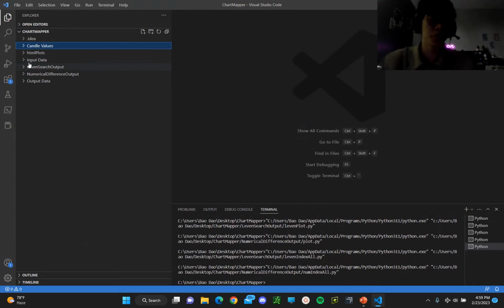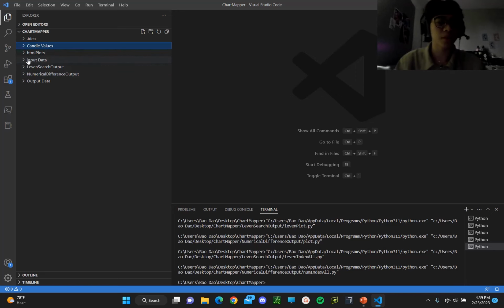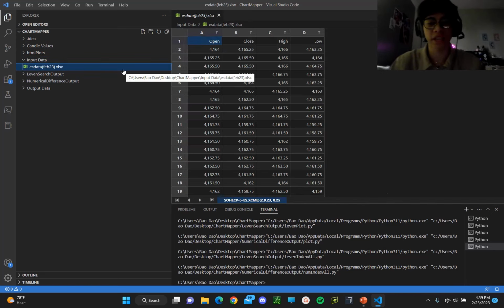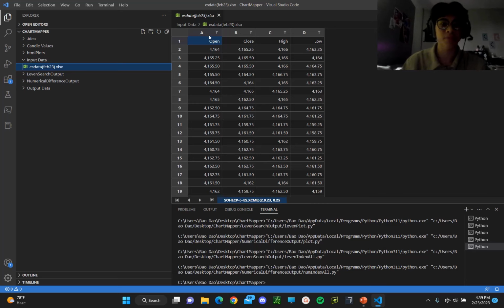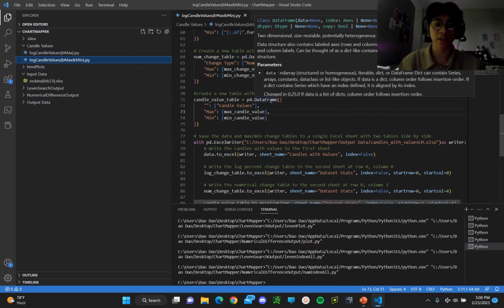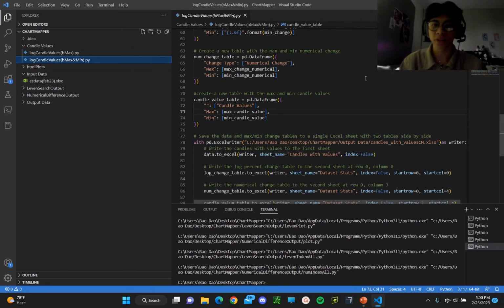So this is Visual Studio Code. It all starts off with the input data. This data was exported through my Think script from Thinkorswim, and I converted it to an Excel sheet. The Excel sheet has open, high, low, close, just the standard data from a candlestick chart. Once you have your data, you need to assign the candle values to that data. That's what this code does.